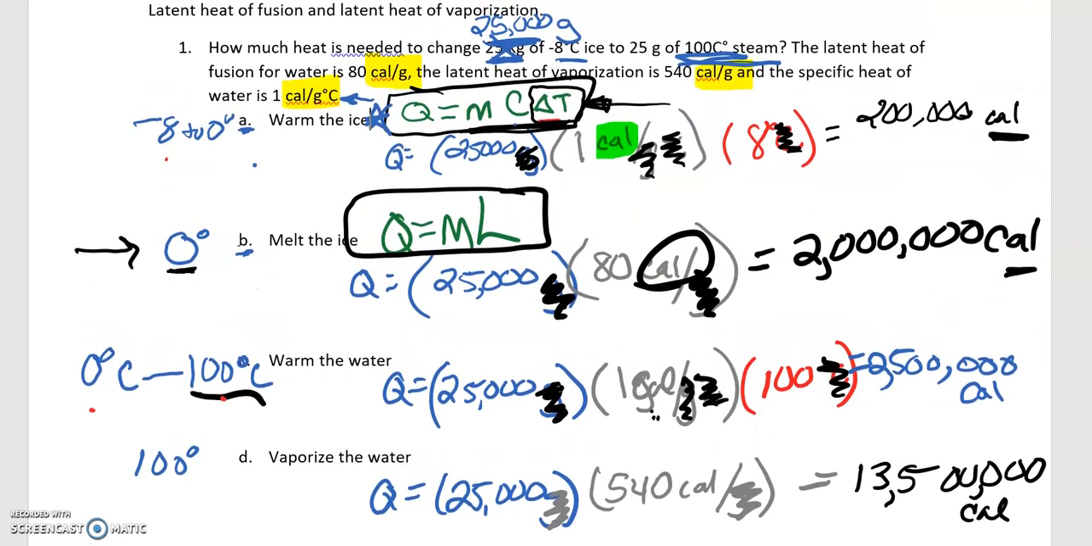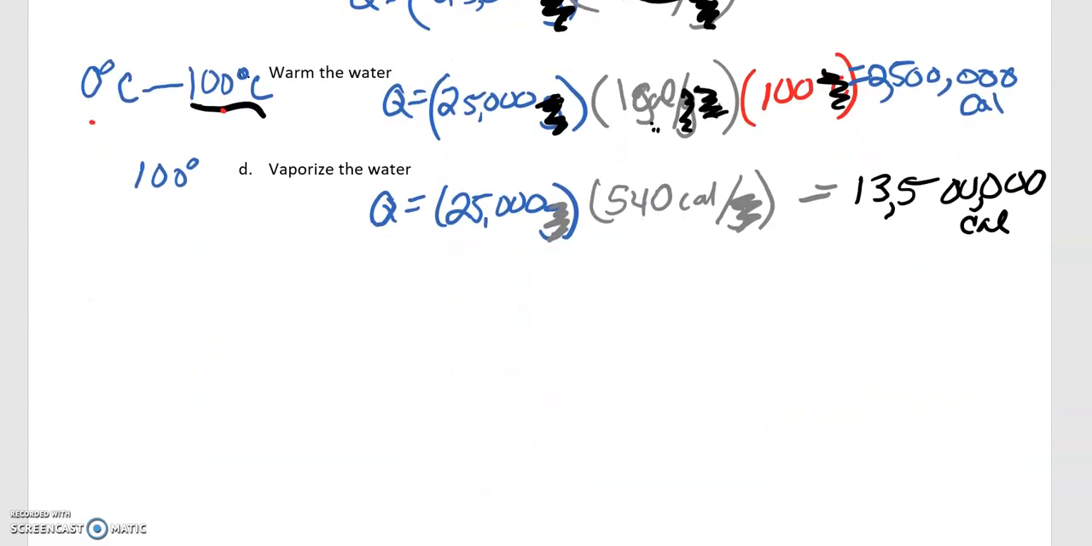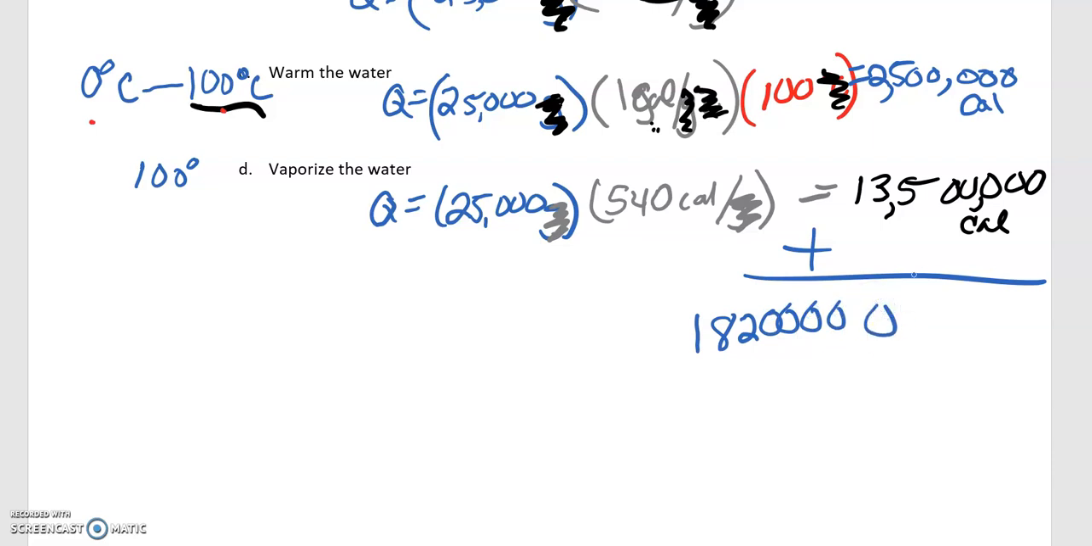Now the last thing I need to do is I need to add all these up, because this is just telling me how many calories it took to do each of the steps, and the question is asking for how much heat is needed to change it from that -8°C ice to 100 degrees Celsius steam. So I need to add all these up. Okay, if I ended up entering them into my calculator correctly, I got 18,200,000 calories. Now I need to go back and check my significant figures.